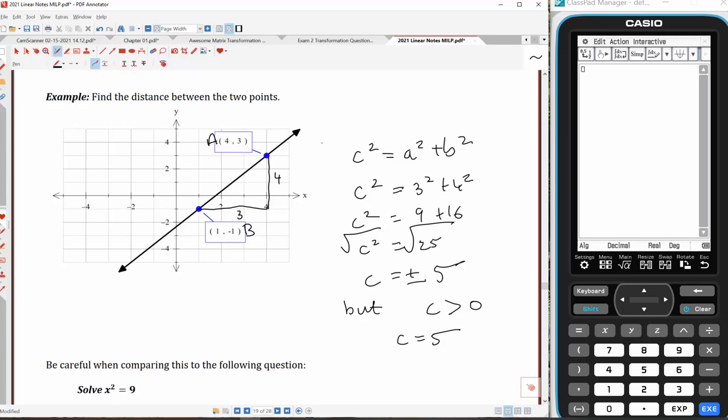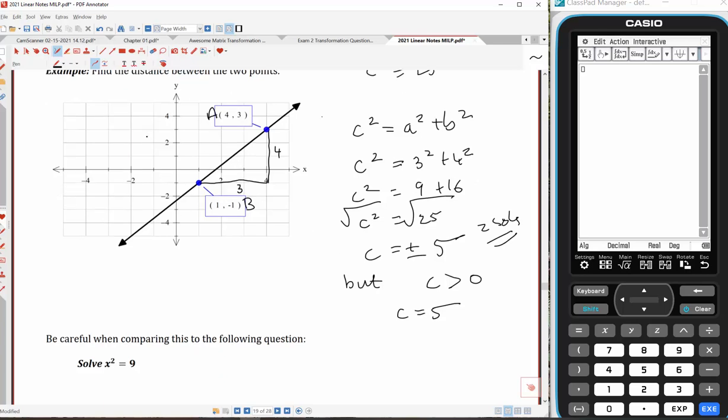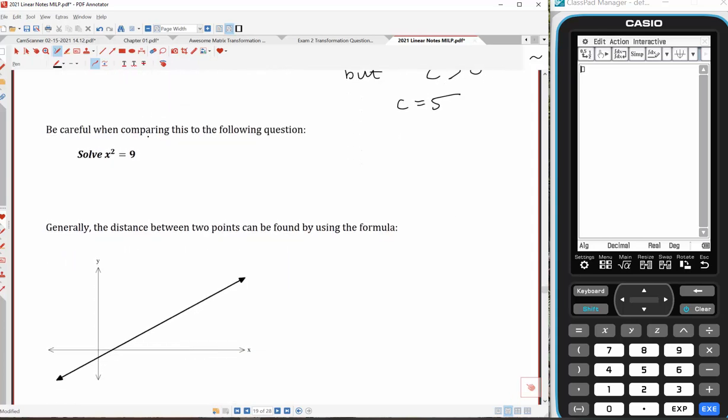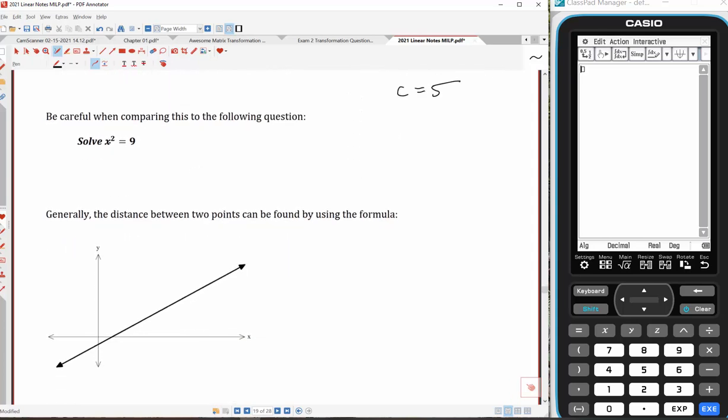Now, you might wonder why we took the plus or minus there, and that's because when we started with c squared equals 25, what we were looking for when we solved this is the numbers that make this true, and both positive 5 and negative 5 when squared equals 25. So there's 2 solutions to this problem. But then what I did was removed one of the solutions because you can't get a negative distance. This emphasizes this point here, x squared equals 9. So be careful when comparing this to the following question.